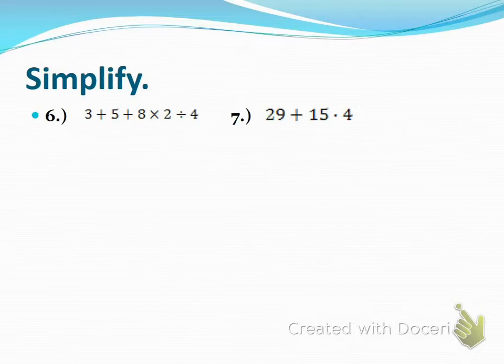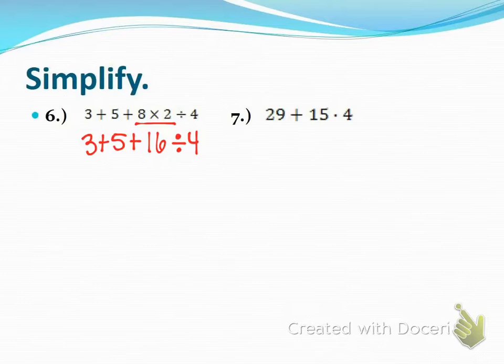Number 6. What piece of this needs to happen first? Liam? 8 times 2. Good. So we know we have to start with multiplication and division. So we start scanning our problem from left to right. And the first thing we come across is multiplication. So that's the first thing that'll change. Everything else is staying the same. And instead of 8 times 2, what am I going to write? 16.